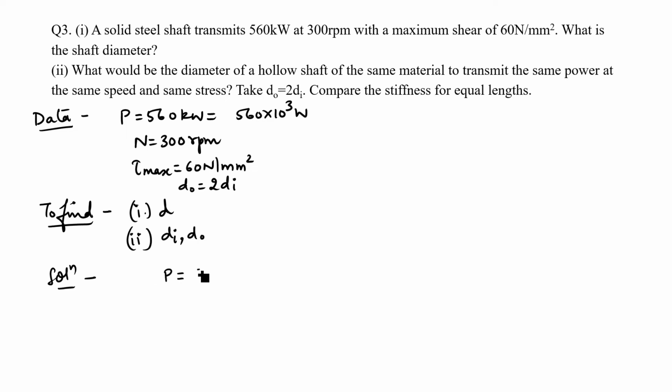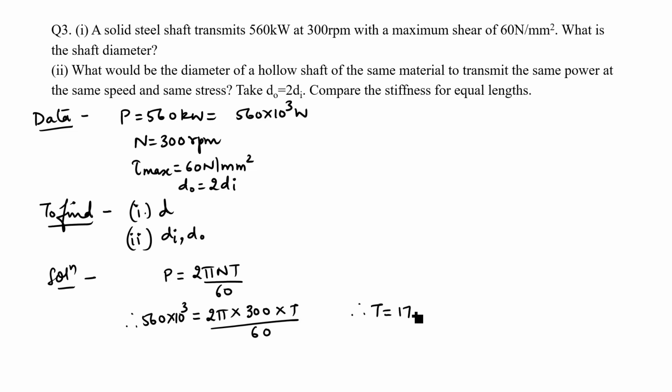The formula of power is 2 pi nT upon 60. Therefore, 560 into 10 raised to 3 is equal to 2 pi, the value of N is 300, into T upon 60. On solving this, I get the value of T as 17.825 into 10 raised to 3 Newton meter, which will be 17.825 into 10 raised to 6 Newton mm.